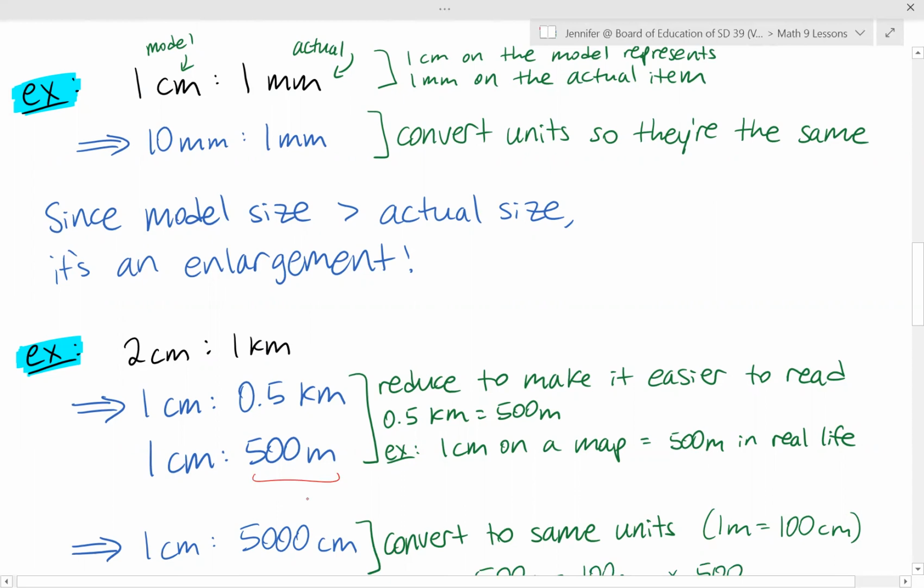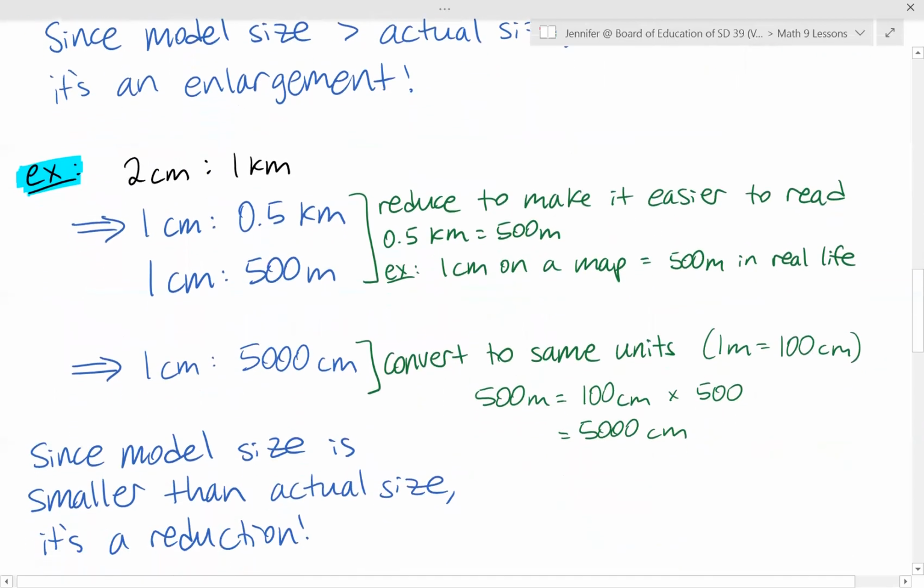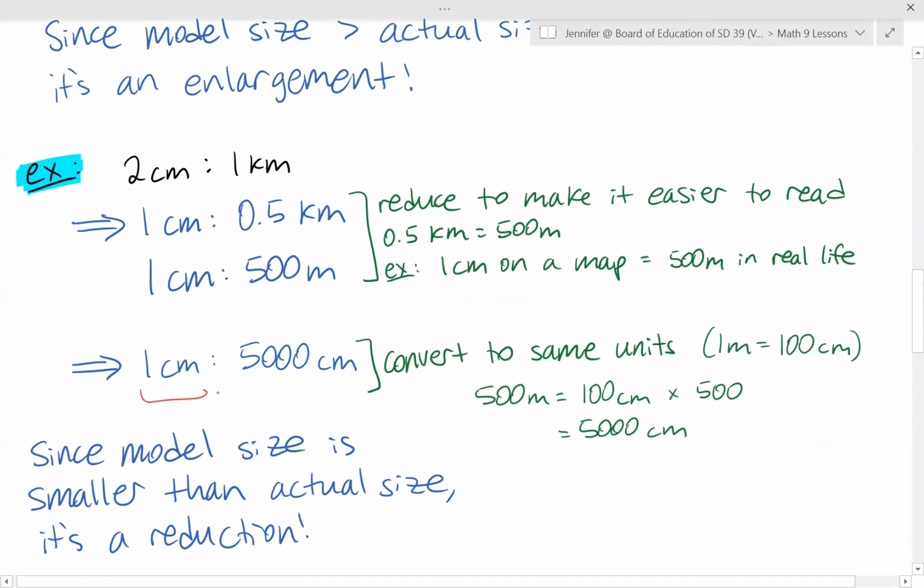So we can convert 500 meters to 50,000 centimeters. And I just showed the work over here. If we know that 1 meter is equal to 100 centimeters, then we just multiply both by 500 to figure out how many centimeters 500 meters is. So now that they're the same units and one of the numbers is 1, we can figure out if it's an enlargement or a reduction. This would be considered a reduction because the model size is a lot smaller than the actual size. So it's been reduced. So an example might be like the map of British Columbia.